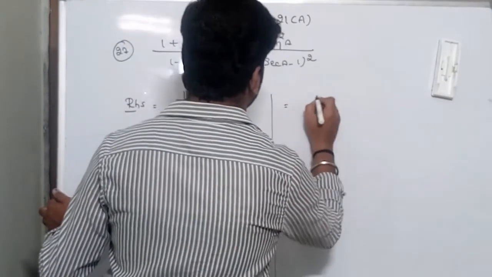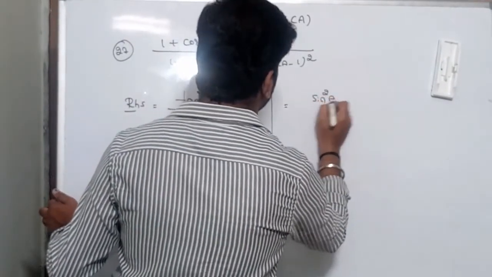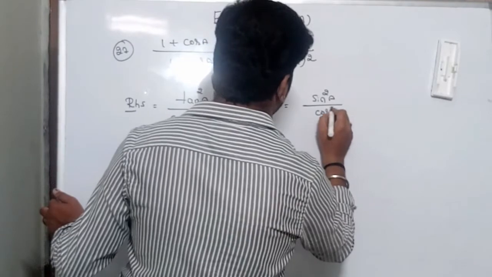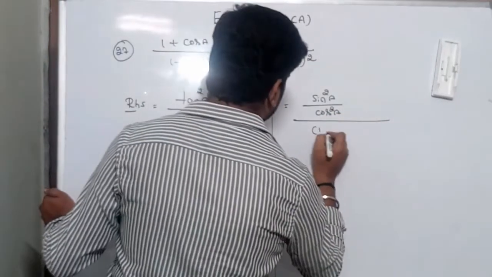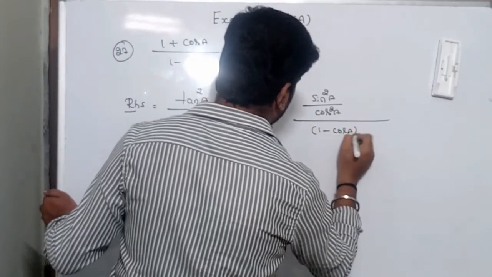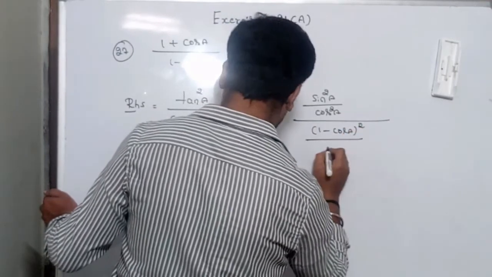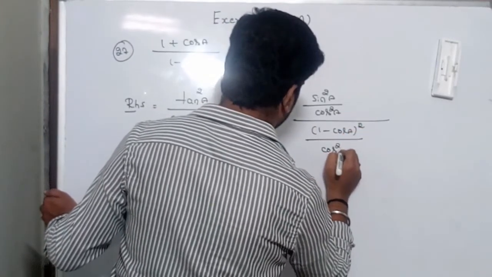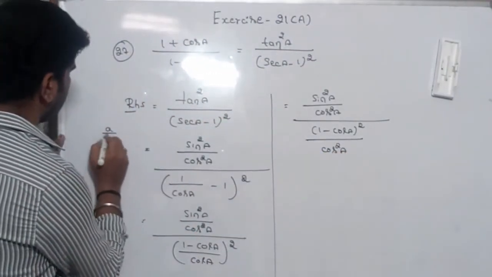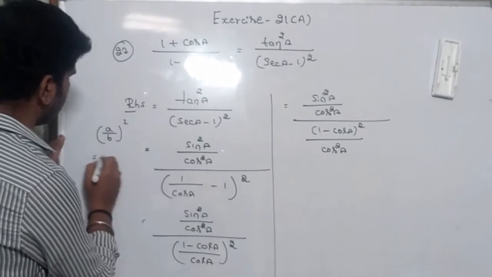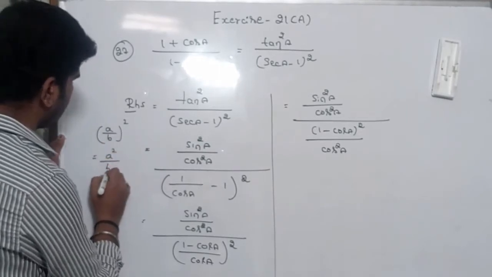Then that is equal to sin square A by cos square A, whole divided by, so this comes as 1 minus cos A the whole square divided by cos square A. Now we should see, we know that if a by b the whole square is there, how do we write this? a square divided by b square.